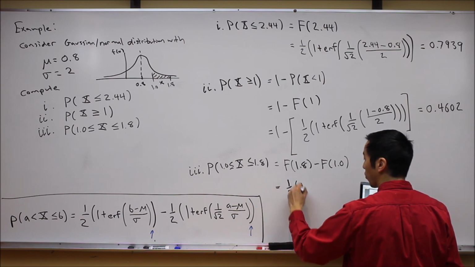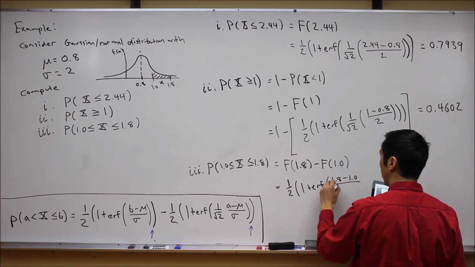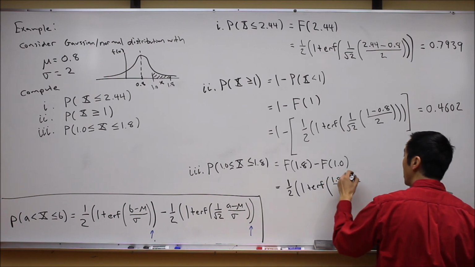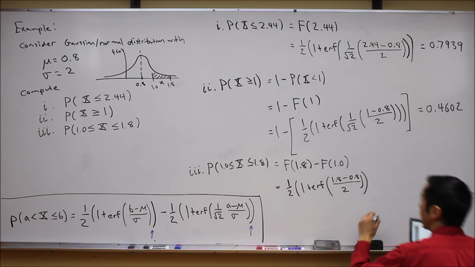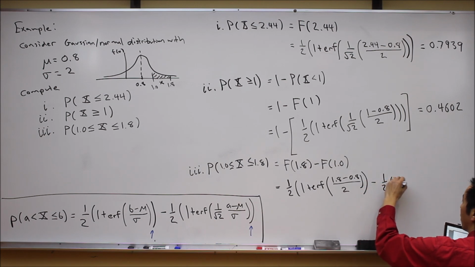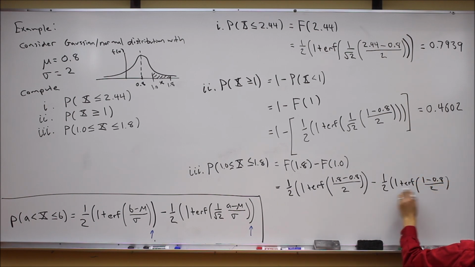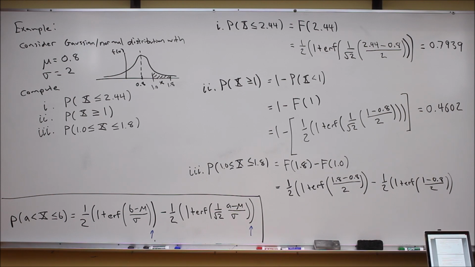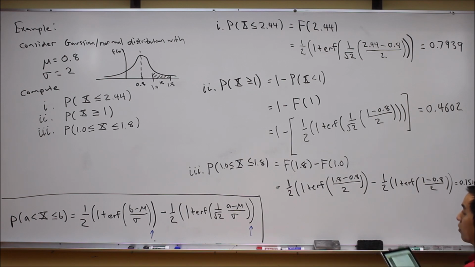So this is 1/2 times 1 plus the error function of 1.8, or sorry, whoops, 1.8. I got too excited. 1.8 minus the mean. The mean was 0.8, all over the standard deviation. Close, close this. Minus 1/2 times 1 plus the error function of 1 minus 0.8 all over 2. Close, close. Something like that. Great. And again, you plug in all these numbers here, and I think you end up with 0.1516. Great, so there's a 15% chance that it falls within this region.